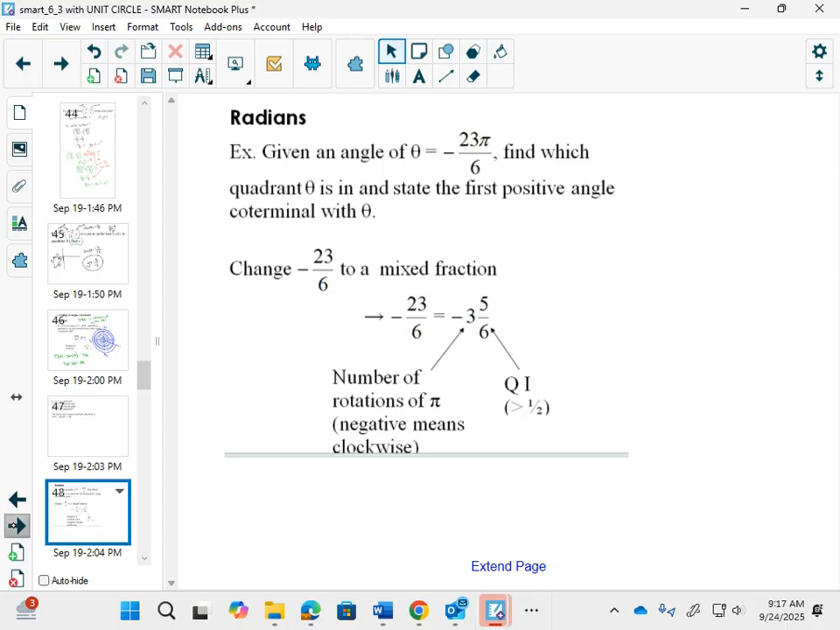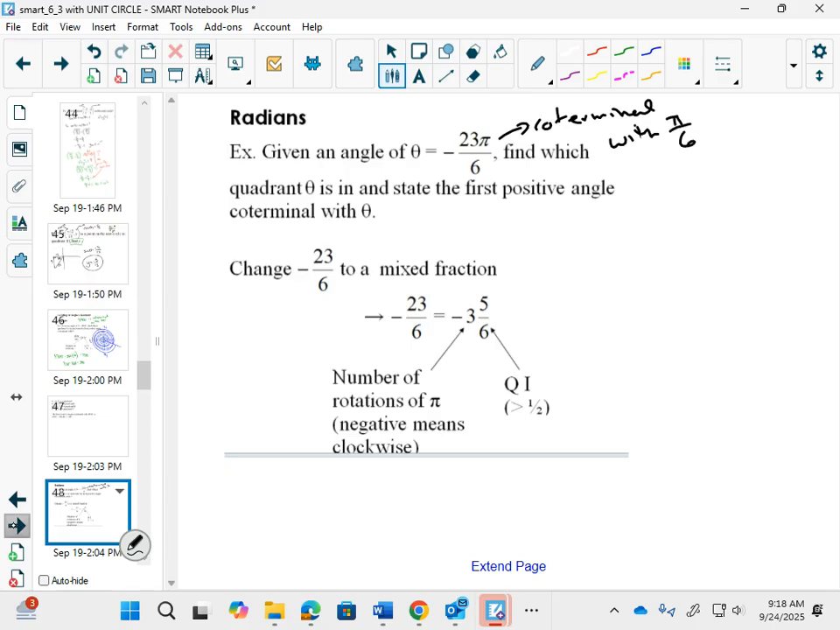Radians. So we could do the same thing in radians. What's really nice about radians is if the fraction is already in lowest terms, which this one is, it is really easy to tell the reference angle. This is going to be coterminal with something in the pi over 6 family. Pi over 6 will be our reference angle. We just need to find out what quadrant it's in.